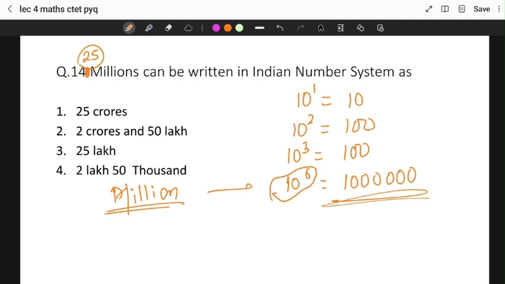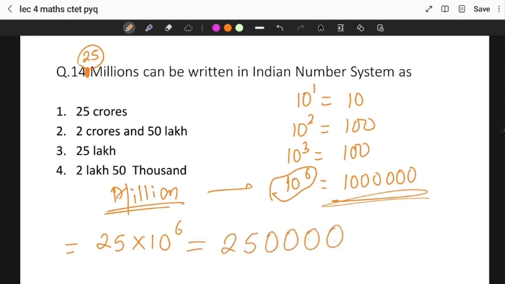25 millions means 10 raised to 6, that is 6 zeros. So 25 into 10 raised to 6 will give me 25 millions. That means 1, 2, 3, 4, 5, 6 zeros. So how do we count this in the Indian number system? Give a comma after 3 digits, then a comma after 2 digits, again after 2 digits. So this is unit, tens, 100, 1000, 10,000, lakh, 10 lakh and a crore.